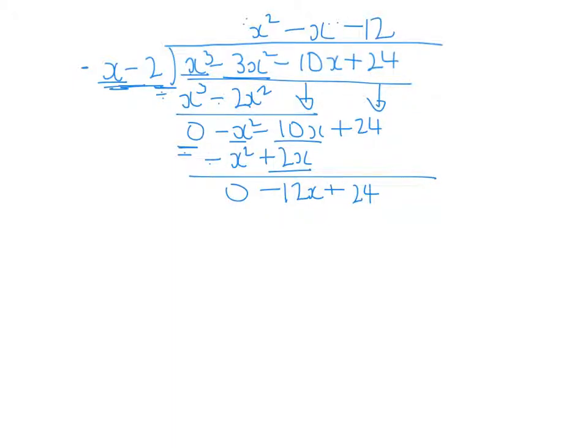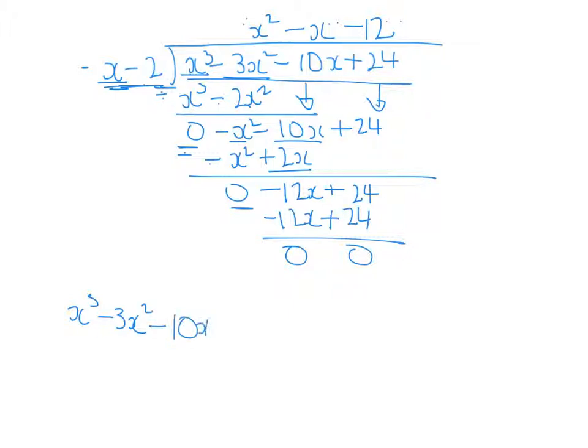Now how many times does x minus 2 go into minus 12x plus 24? Minus 12 times. So minus 12 times x is minus 12x, and minus 12 times minus 2 is plus 24. Now when I take these away from one another, they all cancel out. So what I'm going to get is, if we divide x cubed minus 3x squared minus 10x plus 24 by x minus 2, we'll get x squared minus x minus 12.